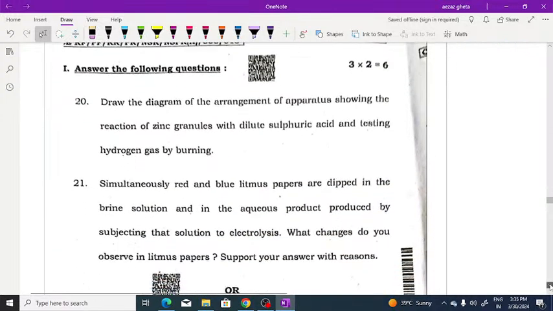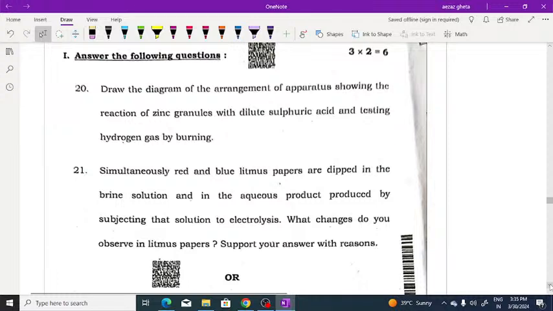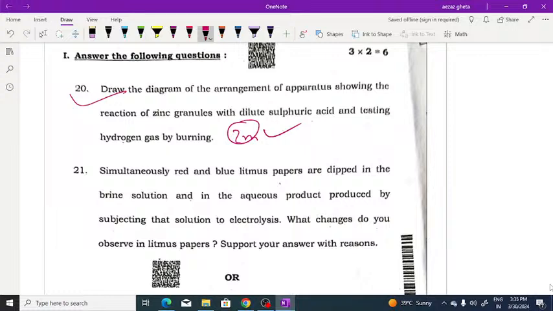Next question. The 28th question was a diagram. I think you have done this: hydrogen gas burning. This is a very normal question, every time the pop sound. Pop, you know, you bring a candle near that gas, and there will be soap bubbles and a pop sound will come. So that is easy for 2 marks. Many times they gave this.